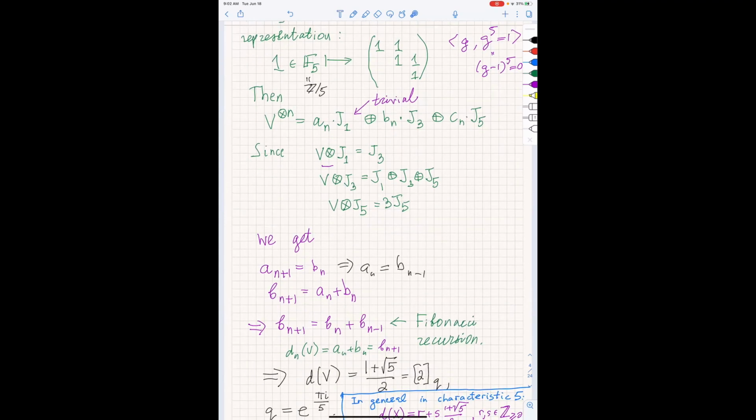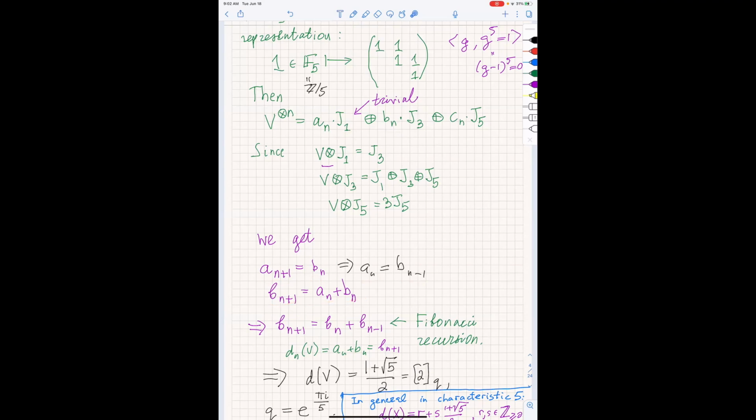So what you get is, first of all, that AN plus 1 equals BN. Well, because if you tensor this with B, the only way to get J1 in the decomposition is to tensor J3 with J3. So AN plus 1 will be obtained from BN. So AN plus 1 equals BN. So AN equals BN minus 1. Also, similarly, BN plus 1 equals AN plus BN.